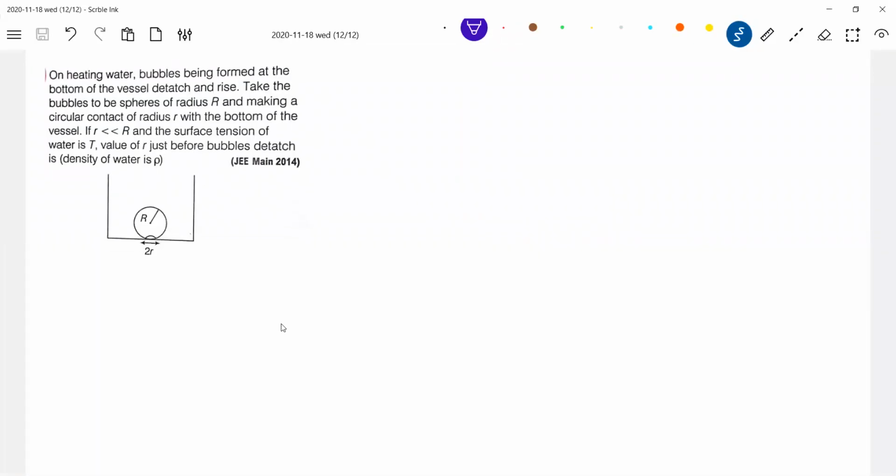On heating water, bubbles being formed at the bottom of the vessel detach and rise. Take the bubble to be a sphere of radius r, making a circular contact of radius small r with the bottom of the vessel. If small r is very much less than capital R, and surface tension is T, the value of r just before the bubble detaches is, given the density of water is rho. Why will it detach?